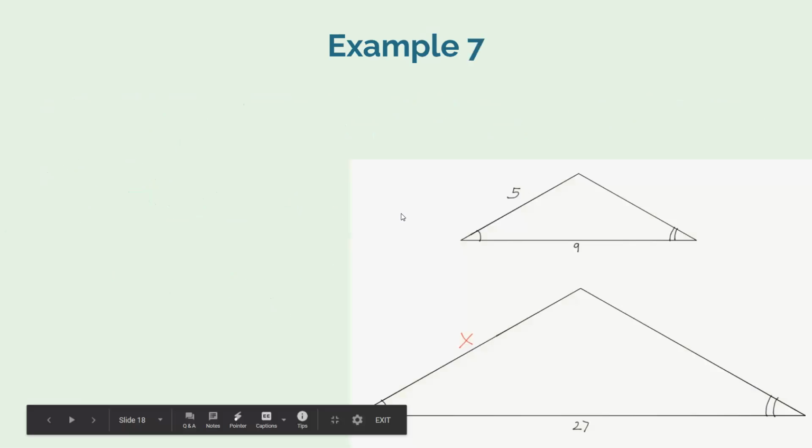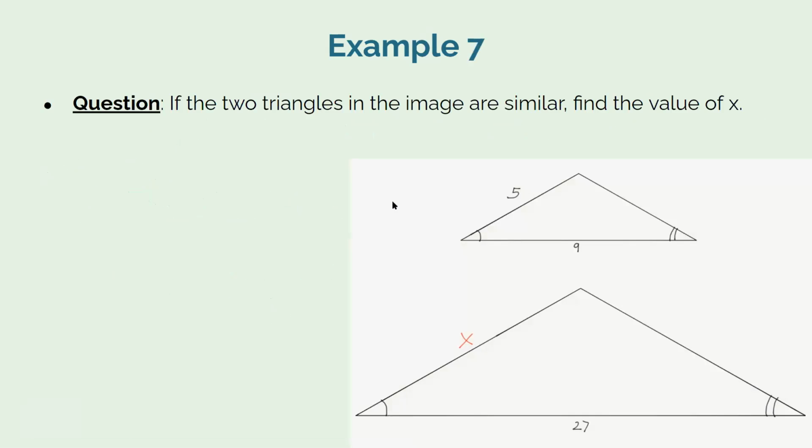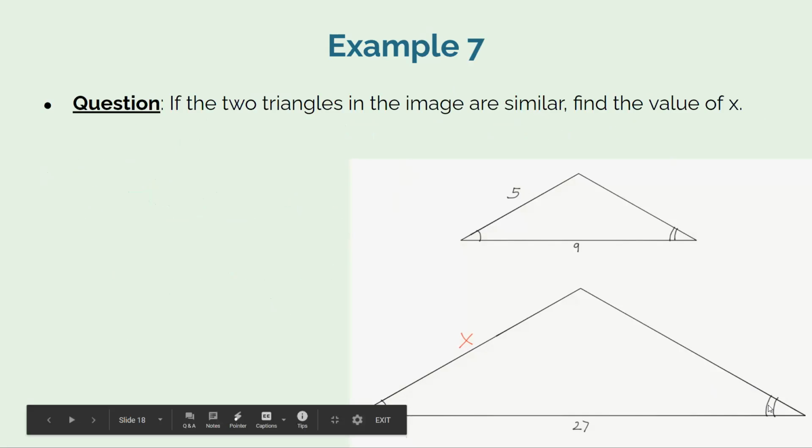Okay, the second example. If the 2 triangles in the image are similar, find the value of x. Even if the question was just to find the value of x, you should immediately know that the triangles are similar based off of the markings. This angle is the same as this angle because there's a tick mark telling us that they're equal. One has 1 ring, and the other has 2 rings, and the bottom one also has 2 rings.